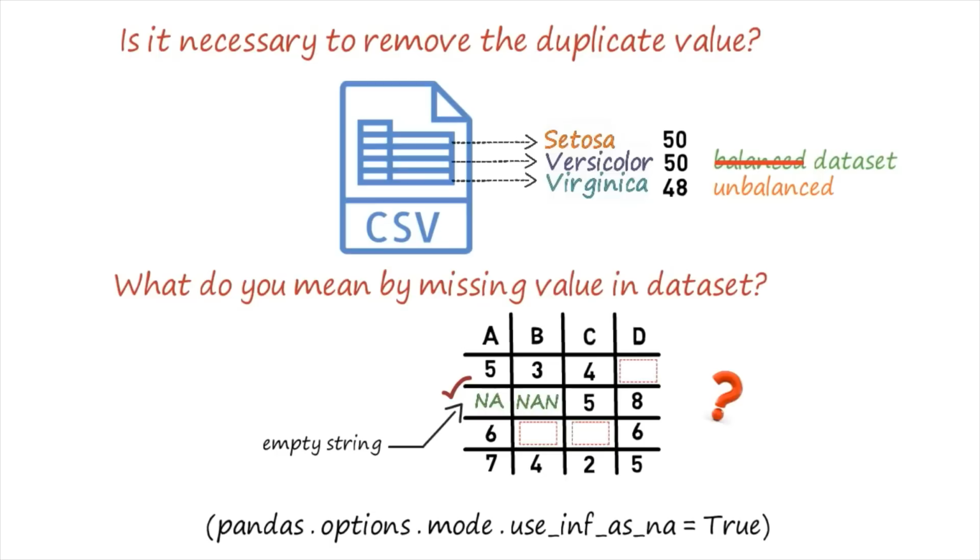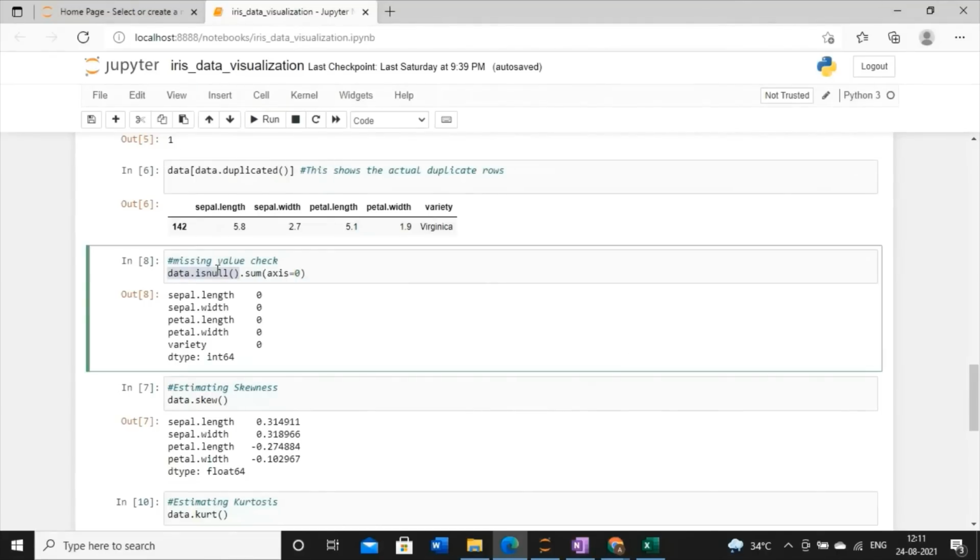But in general, instead of writing this kind of long syntax, it is better to put NaN or NA in the vacant place externally, and then only the isnull function will work. This is the biggest thing that you have to understand. And what it is displaying, see, we have no missing values. In each and every column, there are no missing values.